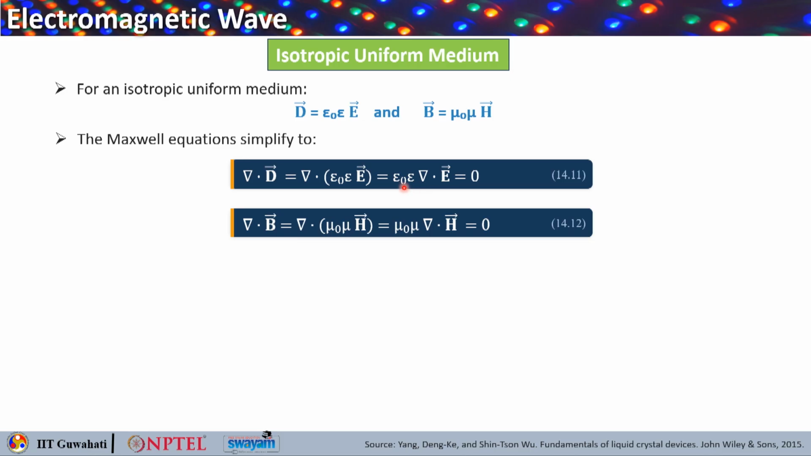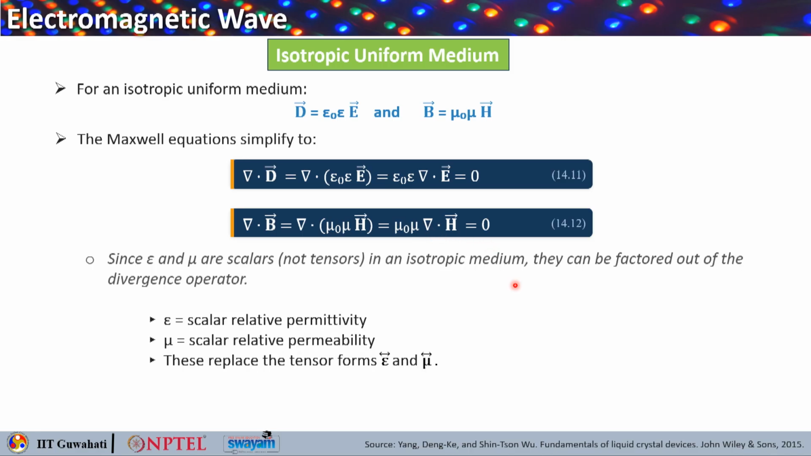So the whole thing can be written as epsilon naught epsilon del dot E equals 0. The same thing you can do for the magnetic equation also. So divergence of B, now B can be replaced by mu naught mu r H. This is relative permeability. Somebody calls it mu r, someone keeps it simply mu, okay. So you can put it here, take these constants out, so you get del dot H equals 0, okay.